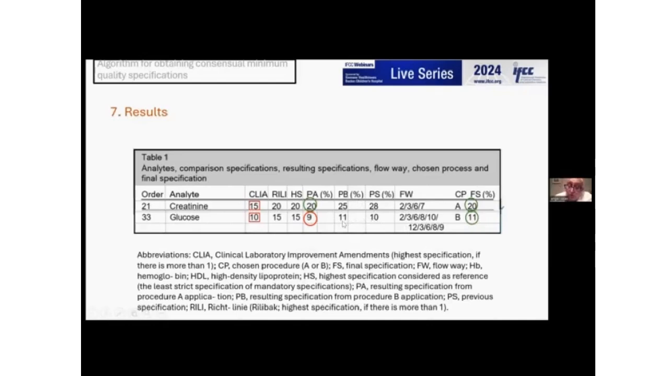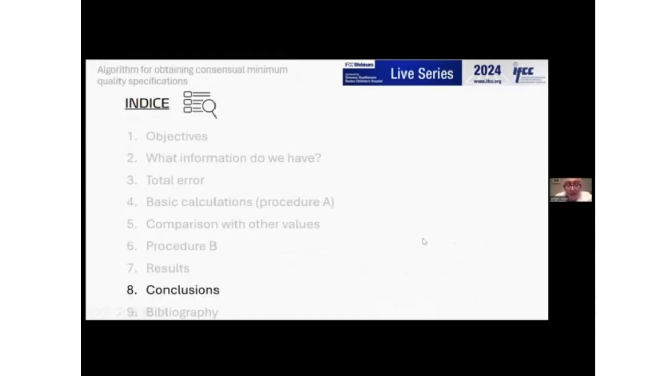Let's move to glucose. Notice the smallest value is 10, but by process A we got 9, which is lower. This means we have to switch to procedure B. The procedure B gives us 11. There was a previous value of 10, but we consider that we should take 11. This is the entire path that glucose has followed in the glucose diagrams, and here we indicate that it was obtained through model B11.